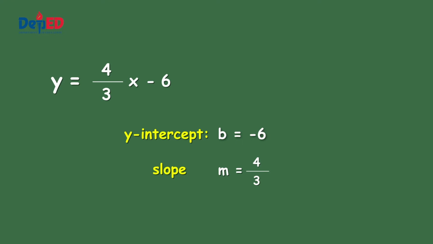Since we have a y-intercept, this means that we can identify one point, and that is 0, negative 6. While the slope 4/3 means that we have a rise of 4 units and a run of 3 units, which gives us an idea where to locate the second point. That is 4 units upward, then 3 units to the right of the y-intercept at 0, negative 6.